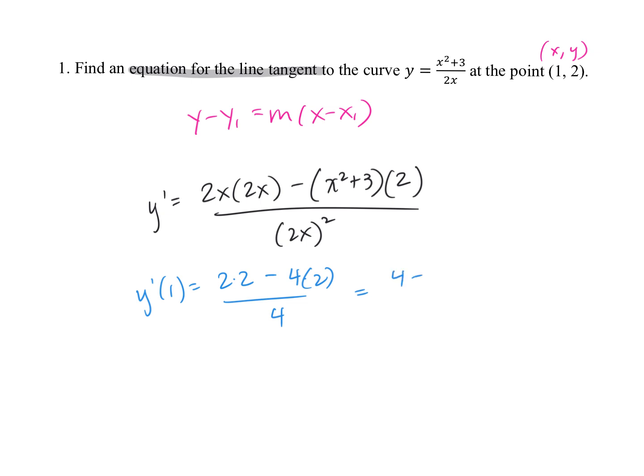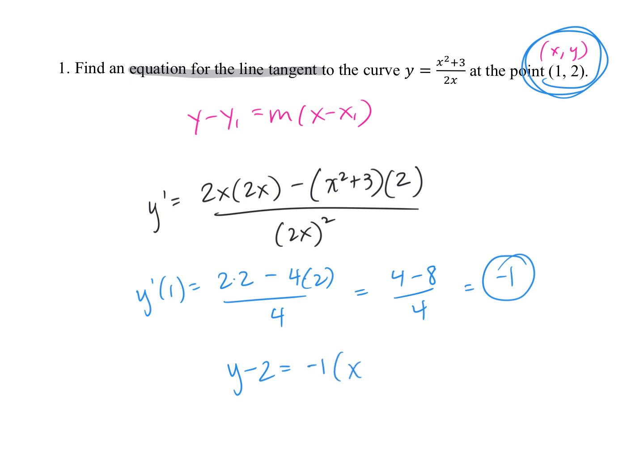See you guys at the answer. So you guys, that's my slope. That's my point. Let's go put that in point slope form. Y minus 2 equals my slope of negative 1, right? X minus 1. You got it.